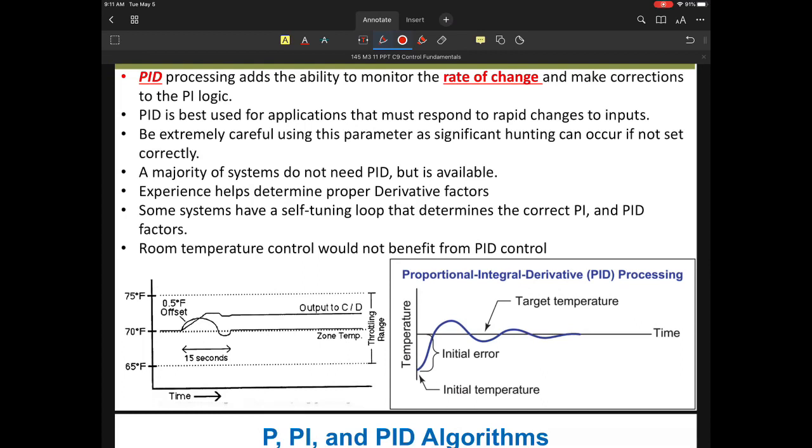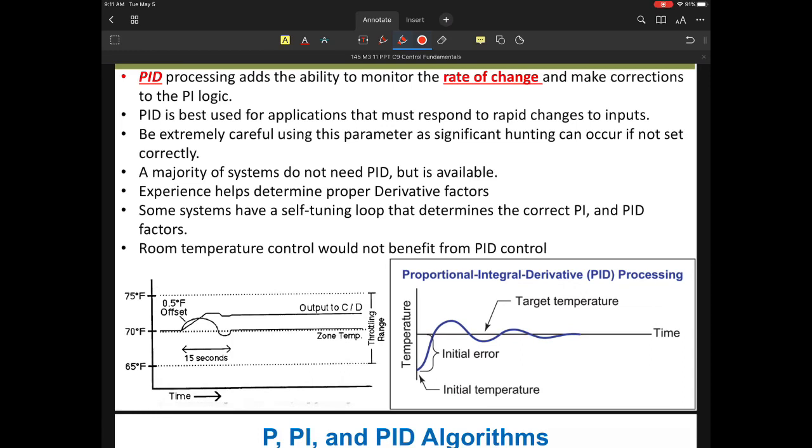But I will tell you that a majority of the manufacturers will put derivative, or PID, in their controllers simply because it doesn't really cost them anything, and they'll say our control does PID. It's more of a marketing thing than anything. It's really not necessarily needed.